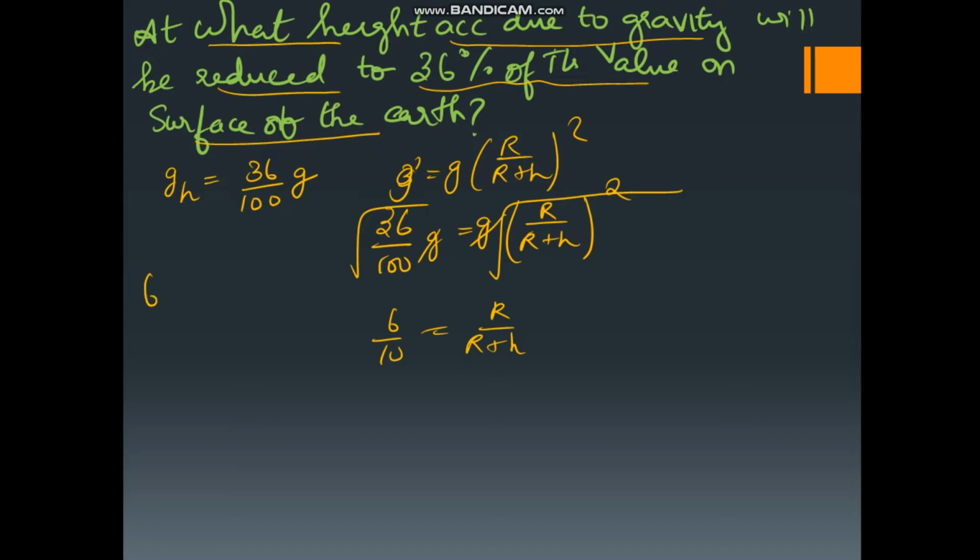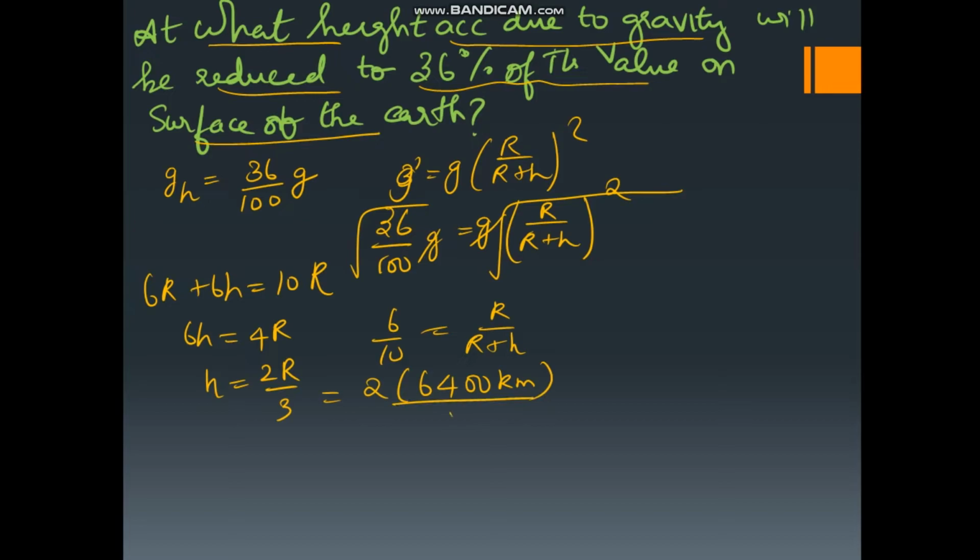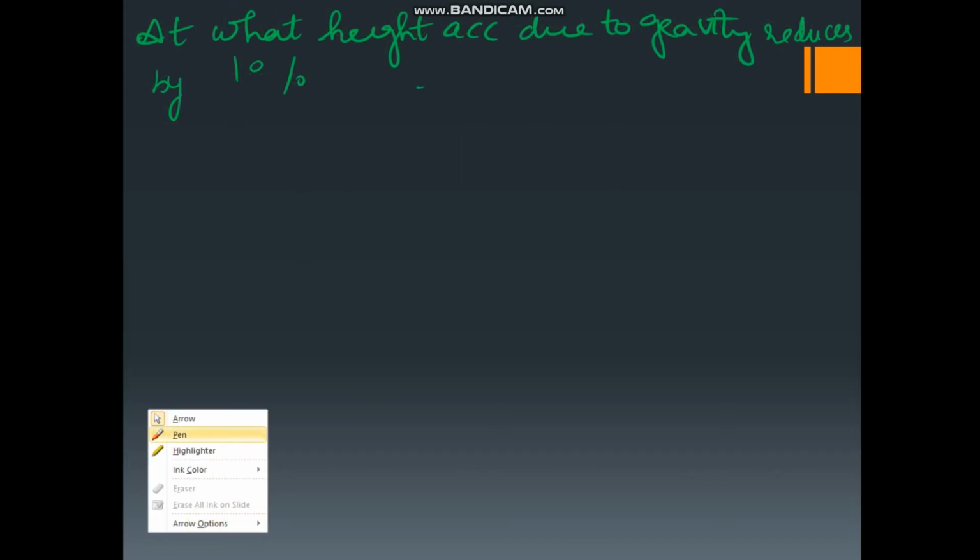So 6R plus 6h is equal to 10R. So 6h is equal to 4R and h is equal to 2R by 3, which is 2 into 6400 kilometer divided by 3. At this height, acceleration due to gravity value will be reduced to 36% of its value on the surface of the earth. Okay, now let us see the next numerical.